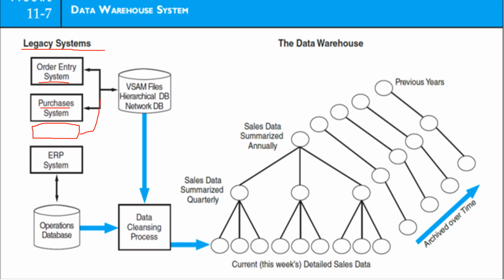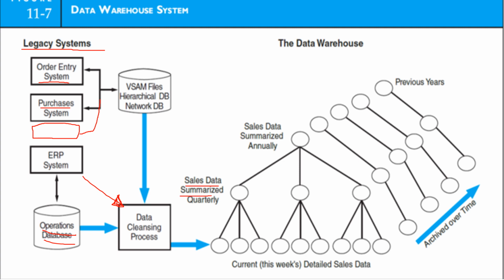And then it sends the connection to the operational database. When the ERP system extracts the data from the operational database, then the ERP system will clean the data. We should do the data cleaning process, and then when we clean and transform this data, we should have it, let's say, in summary form.